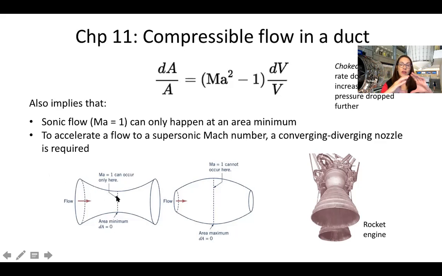Now, if you were to continue getting smaller in cross-sectional area, it would slow down. We don't want that. So we have a diffuser, a diverging area, and it accelerates the flow further. That's the only way you can get supersonic flow in a duct, is to have a converging diverging nozzle. And that's why you always see this shape that we see here at the rocket engine for supersonic and hypersonic applications.